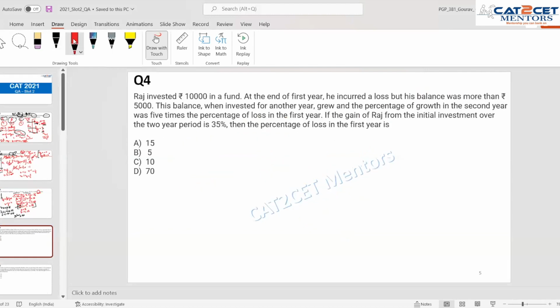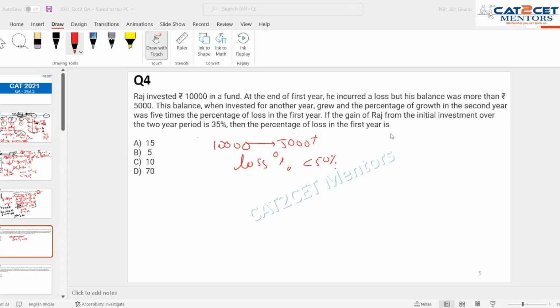Question number. Invested 10,000 in a fund. At the end of the first year, he incurred a loss, but his balance was more than 5,000. So here it is told that he started with 10,000 and by the end of 1 year it was more than 5,000. That means the loss percentage was less than 50%. Okay. So this line was only helpful for that. Second is, this balance when invested for another year grew, and the percentage of growth in the second year was 5 times the percentage of loss in the first year.